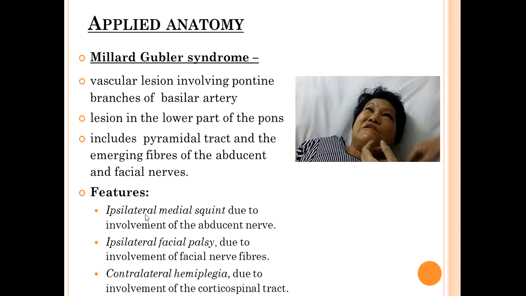So what will be there? Ipsilateral medial squint due to involvement of the 6th cranial nerve, that is the abducent nerve. Ipsilateral facial palsy due to involvement of the 7th cranial nerve, or facial nerve, and contralateral hemiplegia due to involvement of the pyramidal tract or corticospinal tract.